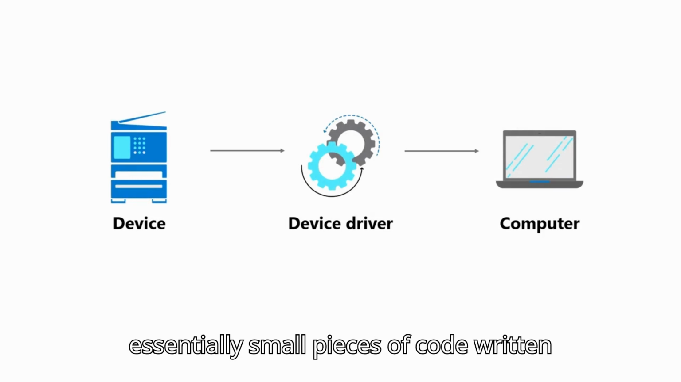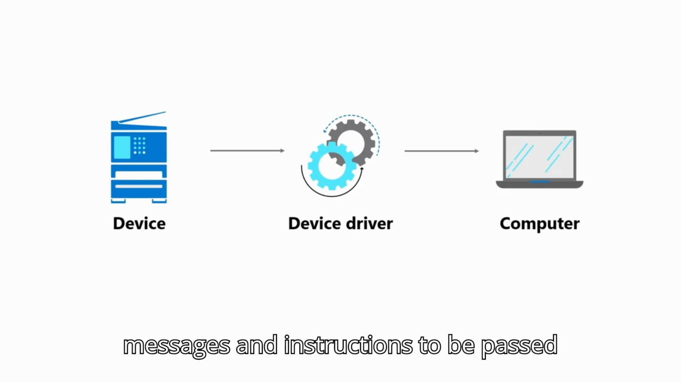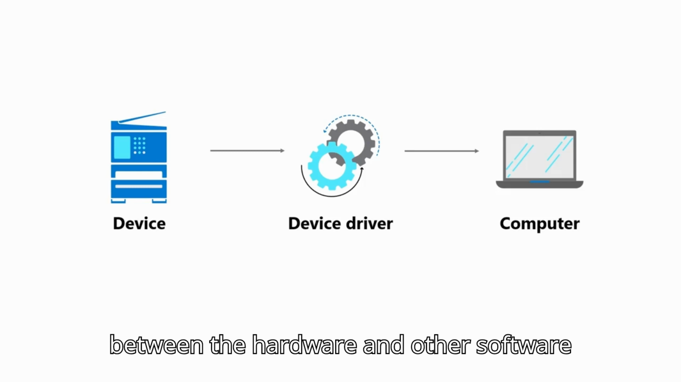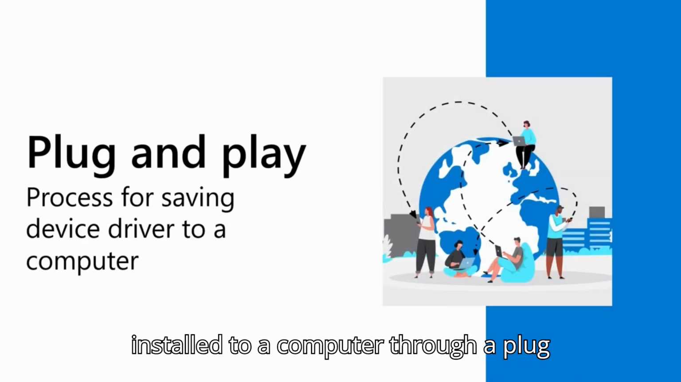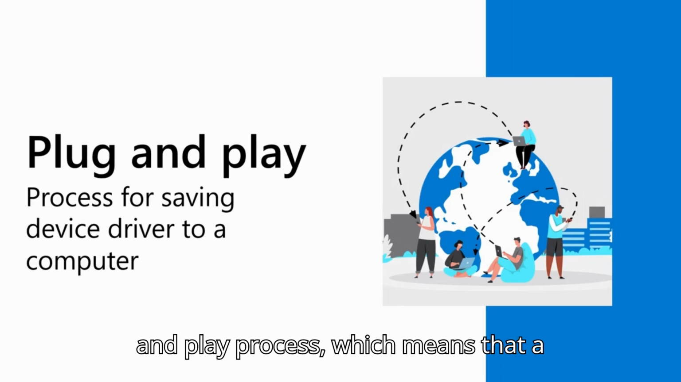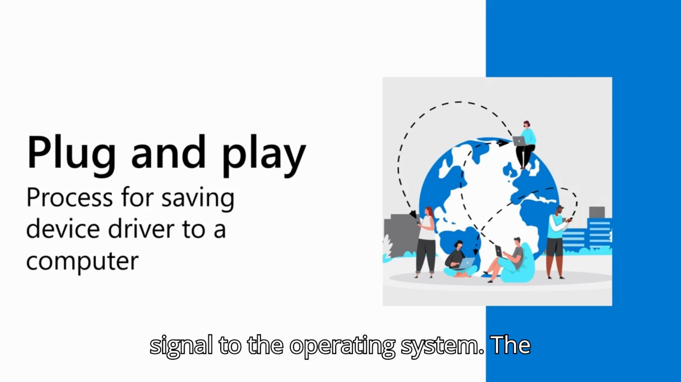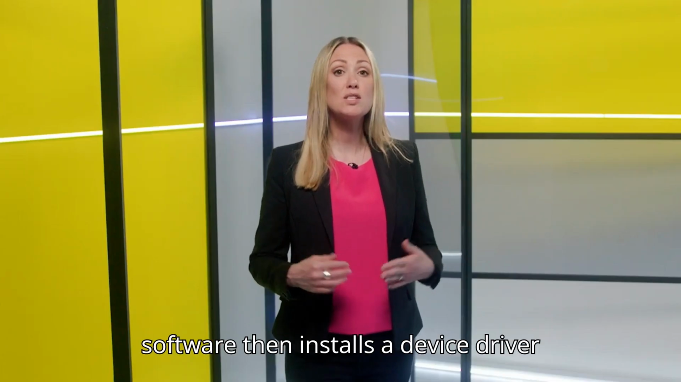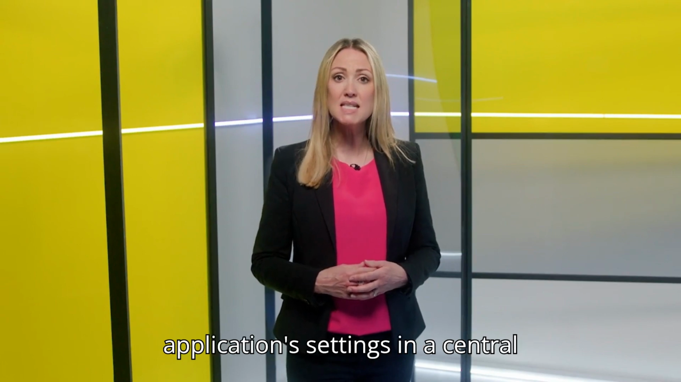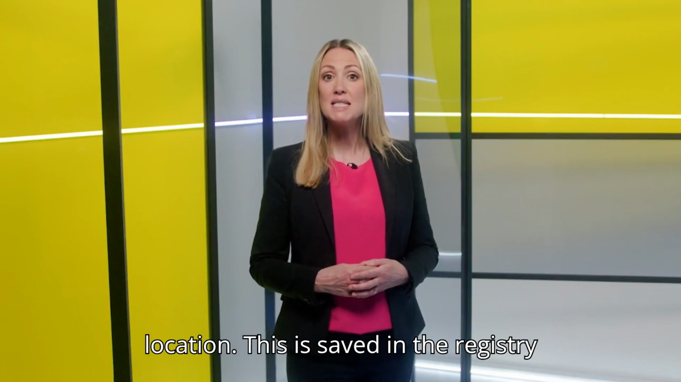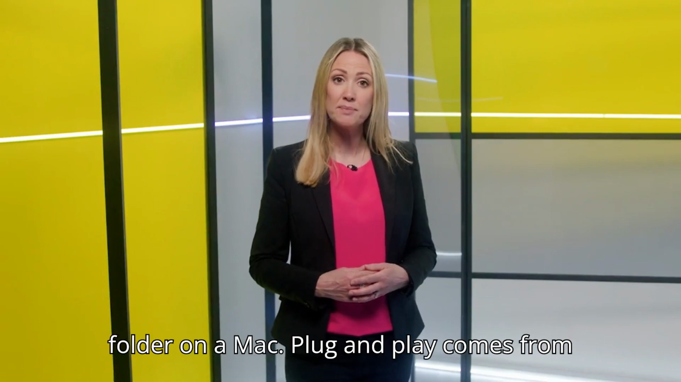These are essentially small pieces of code written by a device manufacturer which allow messages and instructions to be passed between the hardware and other software to control the device. Most devices are installed to a computer through a plug-and-play process, which means that a device connects to a computer and sends a signal to the operating system. The software then installs a device driver that enables interaction and stores this application's settings in a central location. This is saved in the registry on a Windows computer or the Preferences folder on a Mac.